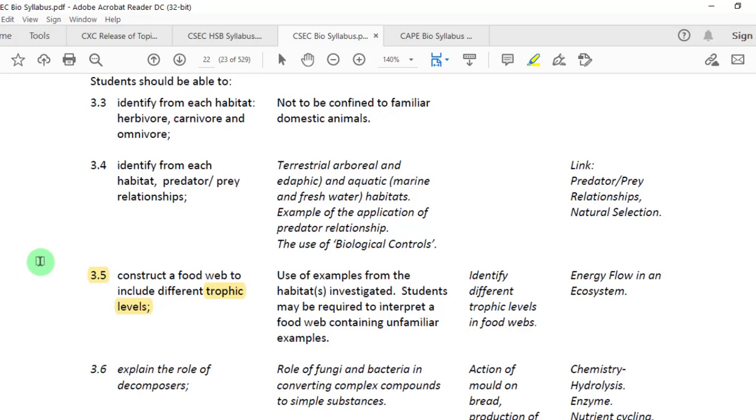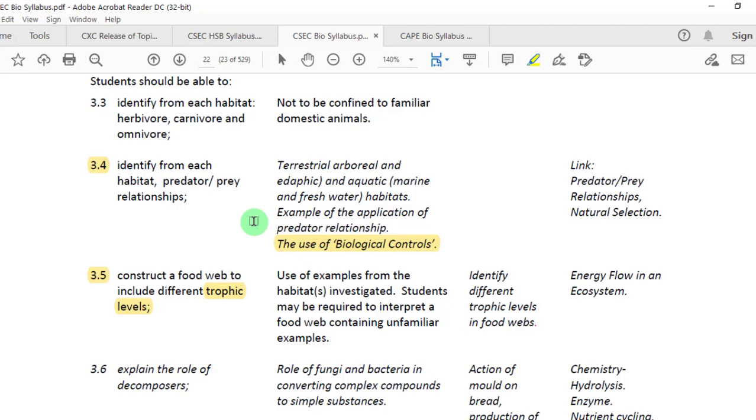And then we have predator prey, that will be your objective 3.4. For 3.4, this is the level of detail you want. You see this part here? This is something people might miss. So pay attention to that.